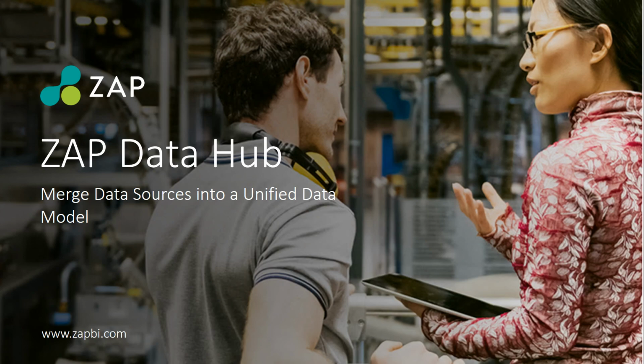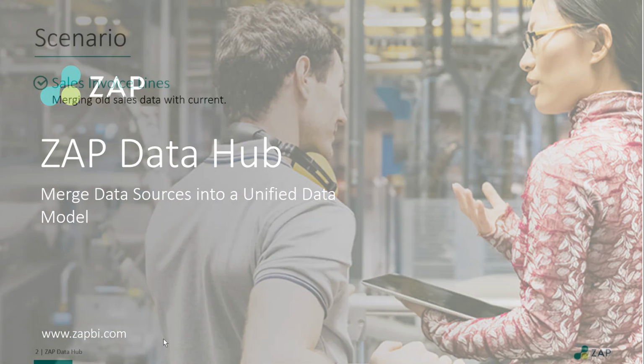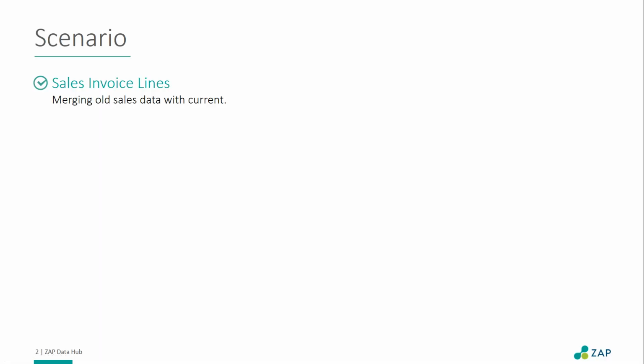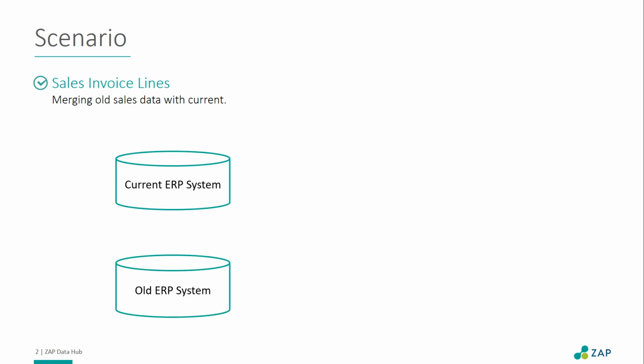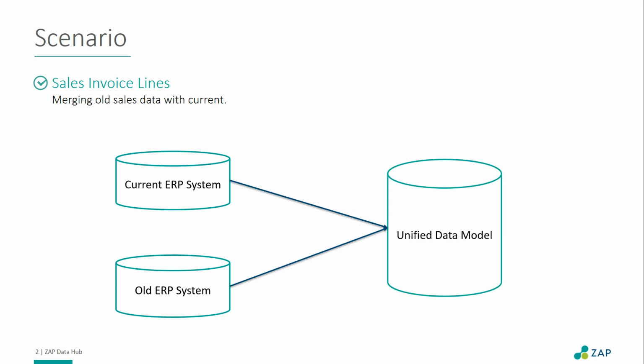In today's seminar, we will be concentrating on unifying data sources into one consolidated, unified data model. And the specific scenario that we're going to focus on today is around sales. What we're going to do is merge an old sales system with the current one. And first and foremost, we have them in two separate databases. And we're going to use ZAP to essentially bring them together into a unified data model.